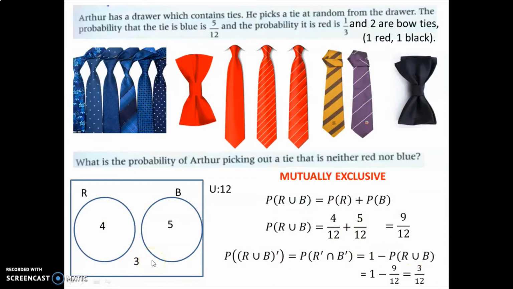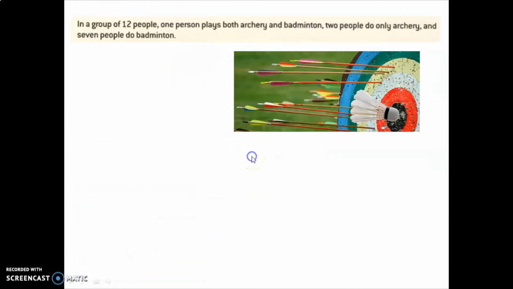Okay, again, pause if you need to and just take a look at everything. Those are ideas we've looked at, but it's important to distinguish between mutually exclusive and inclusive events. Okay, let's move on now to sample space diagrams.